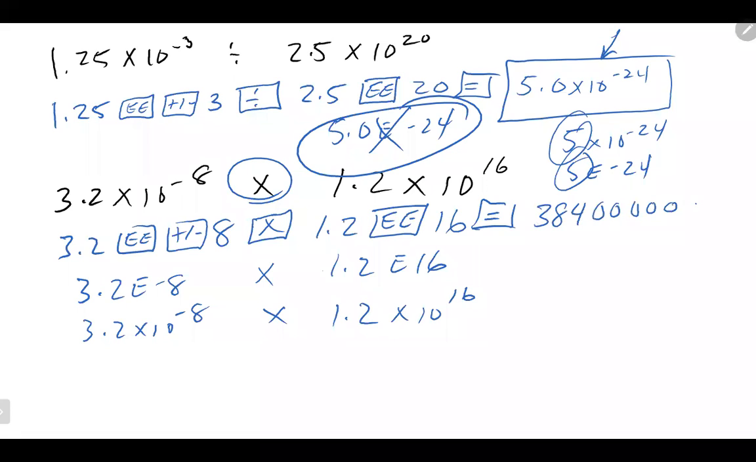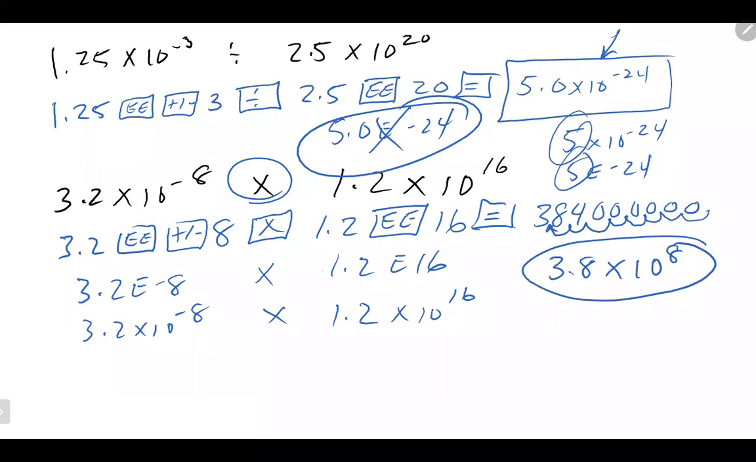Going to give me 3, 8, 4, 1, 2, 3, 4, 5, 6. And again, we could put this in scientific notation by going 1, 2, 3, 4, 5, 6, 7, 8, and give us something like 3.8 times 10 to the 8. Again, your calculator may not give it to you in scientific notation unless you have it set up that way.